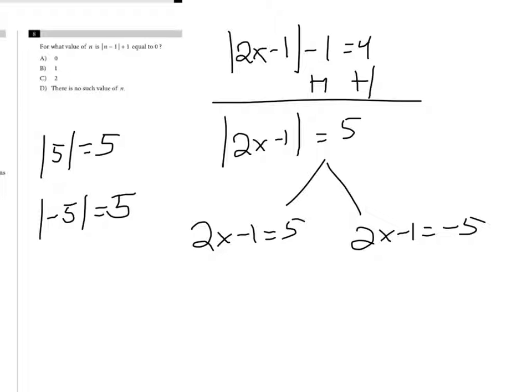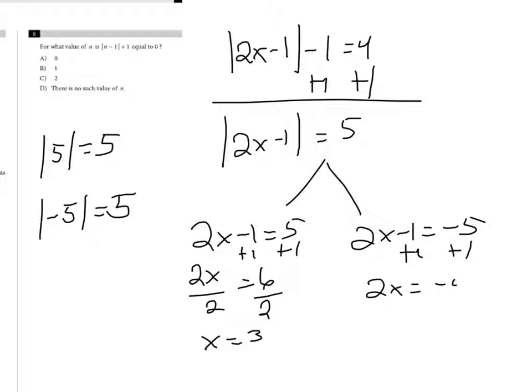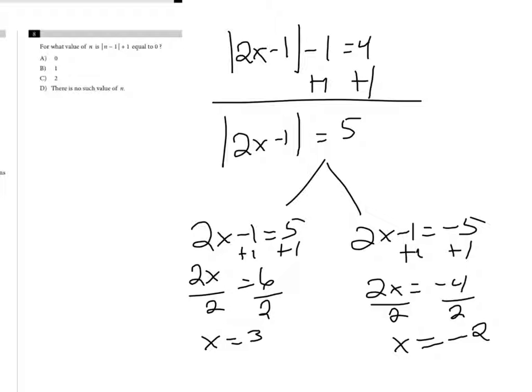So now let's solve for x in this case. 2x, so add 1. That equals 6. And x would equal 3. Same thing here. 2x equals negative 4. Divide by 2, divide by 2. x equals negative 2. So what does that tell us? That tells us if we plug in x equals 3 or x equals negative 2 into this absolute value and subtract 1, in the end, we'll get 4.